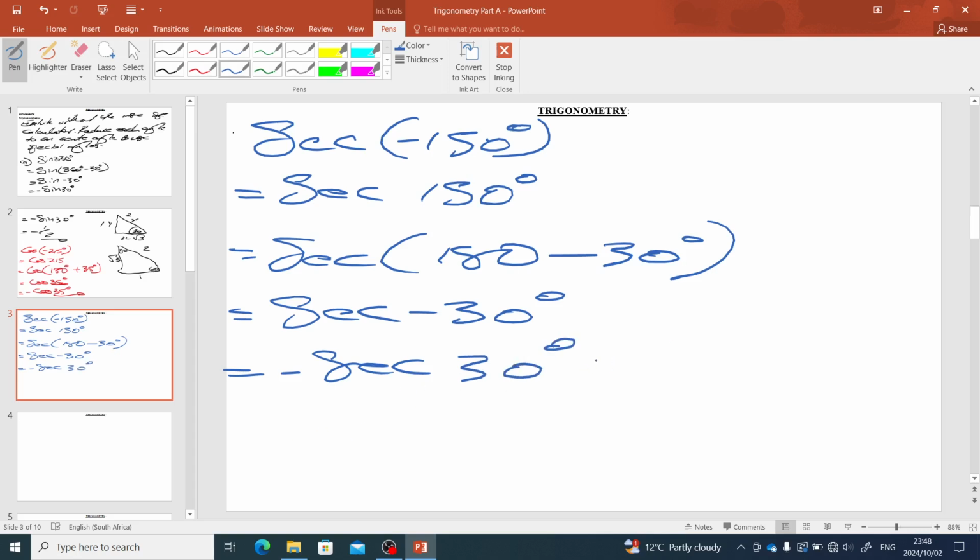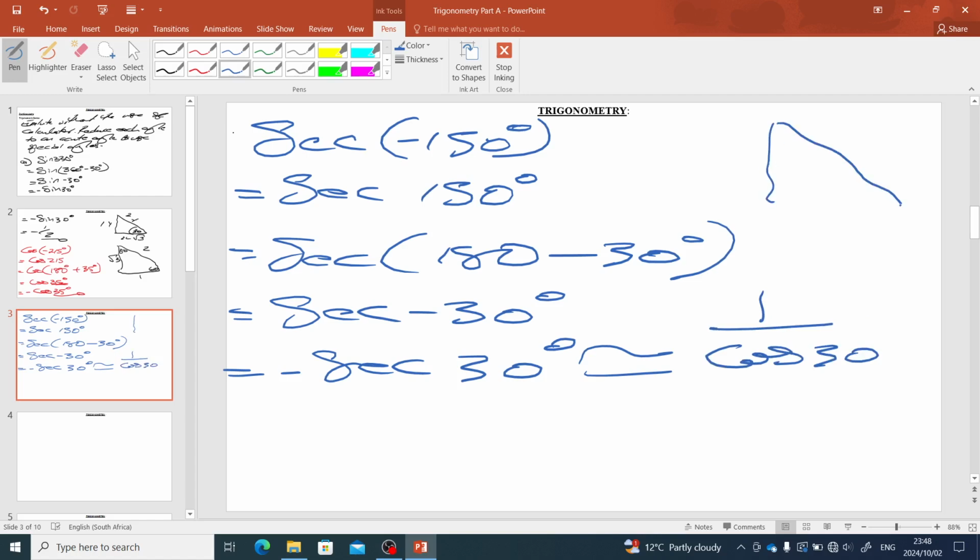Now, this is the reciprocal of cos. It is one and the same thing as 1 over cos 30. Now, using your special angles, we know that cos is adjacent over hypotenuse. We know that.